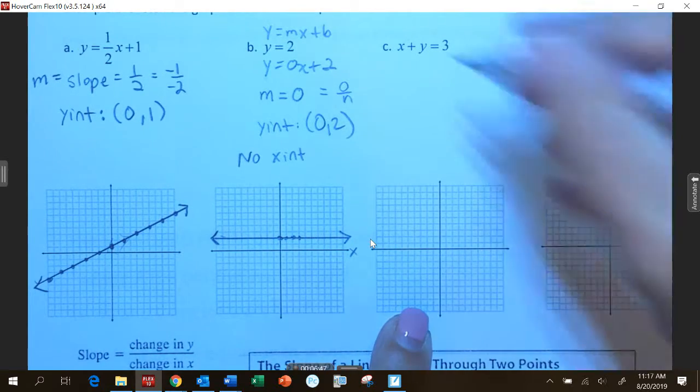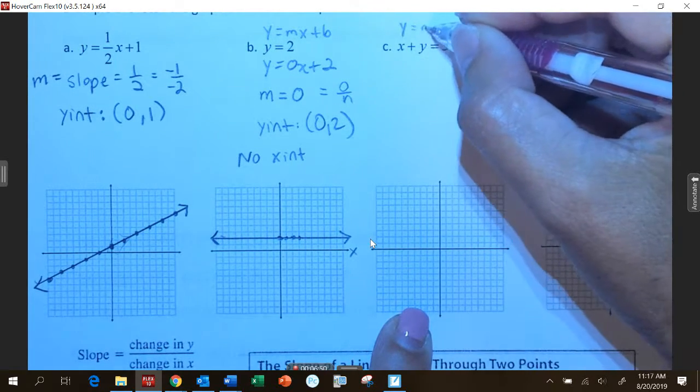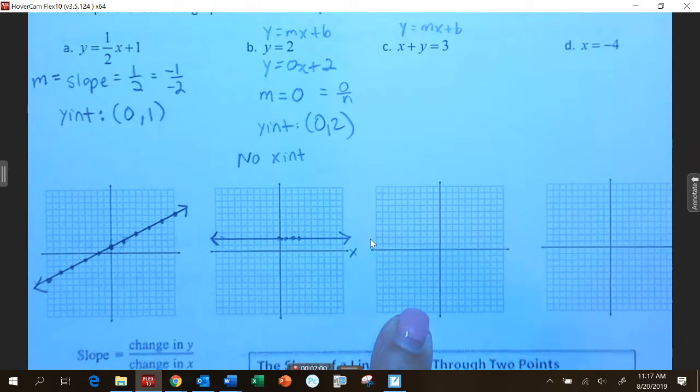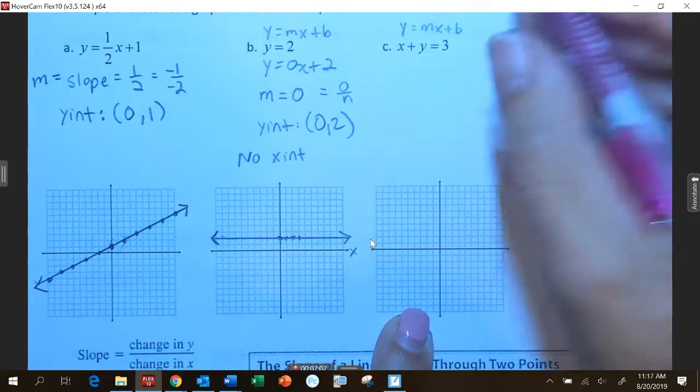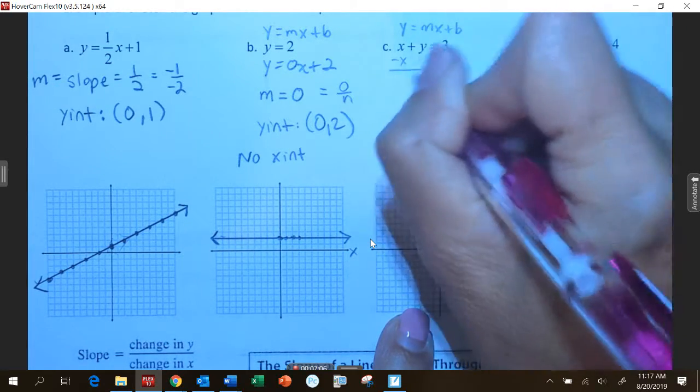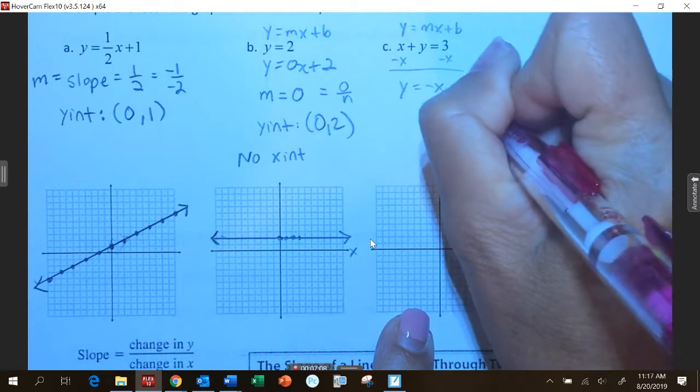Alright, question C. Is this in the form y equals mx plus b? No. It's actually in what's called standard form, which we're going to talk about on the back of this page. But we could change it. Subtract x from both sides? Yeah. y equals negative x plus 3.